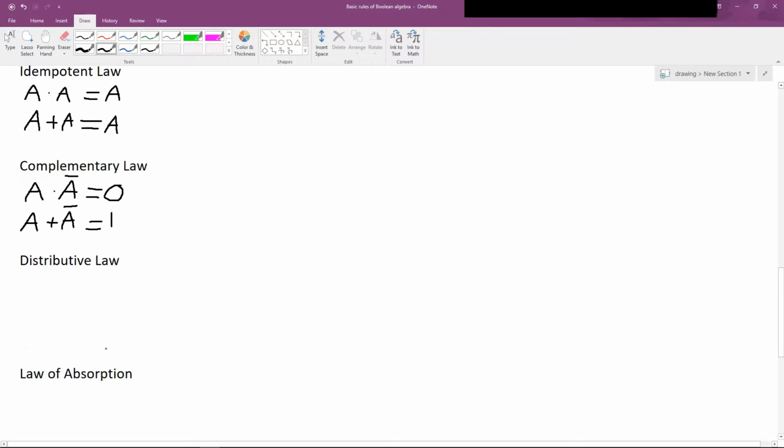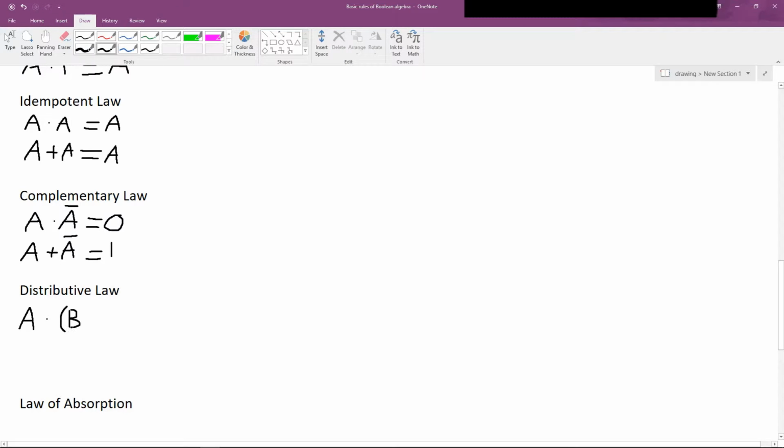Next is the distributive law. The distributive law is really just factorizing. So if we have A ANDed with B ORed with C, we get A AND B ORed with A AND C. So what we do is really simple. We just multiply A into the parentheses.